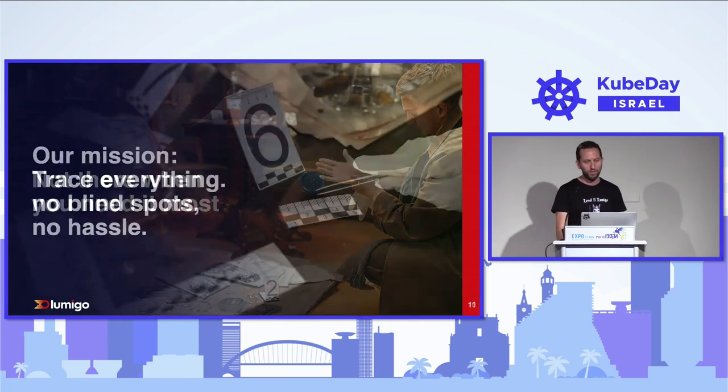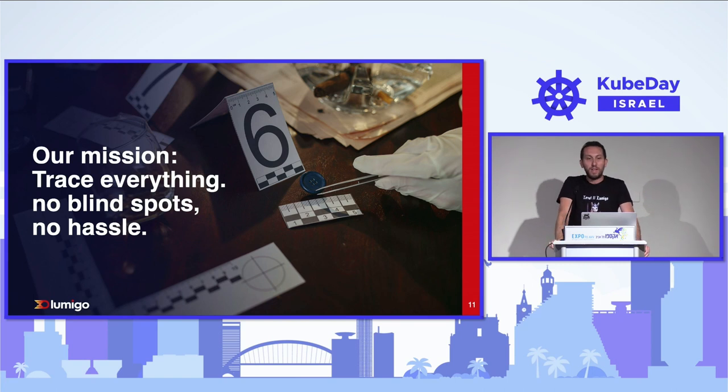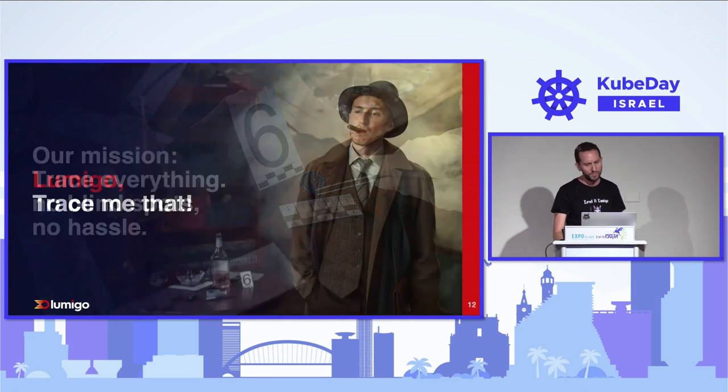And so we saw this enough times at Lumigo, we made it our mission to basically say, we want to make it stupid simple to trace everything. We don't want it to be complex. We don't want to have our customers add lines of code. We don't want it to be any harder than a few simple operations that get you up and running in a few minutes. So that was our mission.